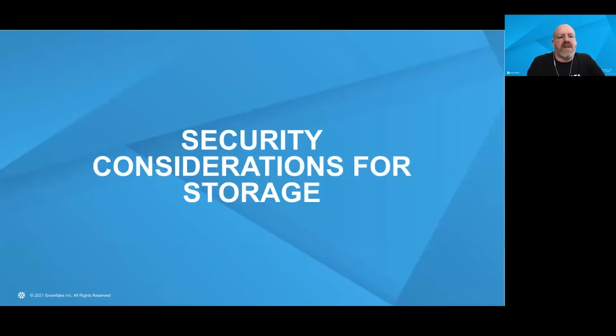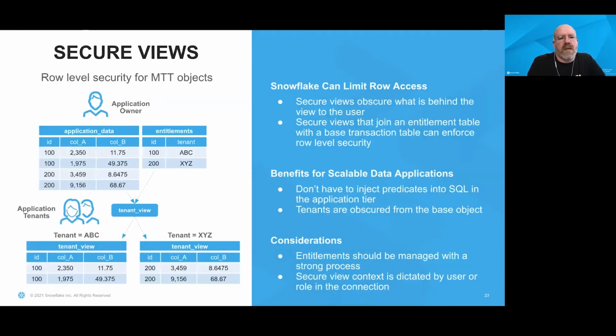So let's talk about security considerations for storage then. What are the things that you need to think about as it relates to the access? The first thing that you want to think about is secure views. This is how you can enable row level security for your MTT objects using an entitlements table. The way this works is you have a table which designates the tenant ID and what associated tenant can see that data.